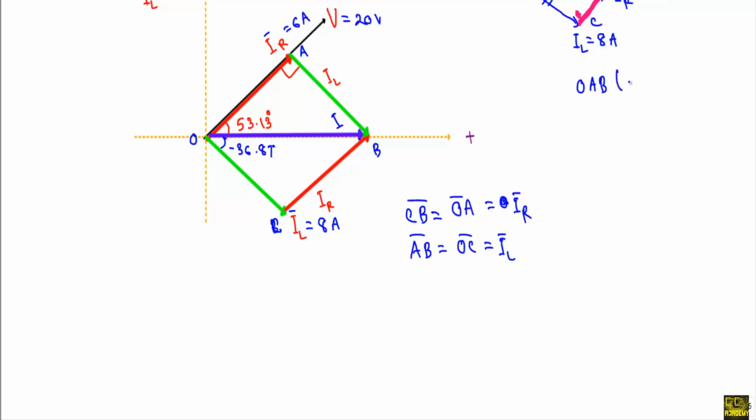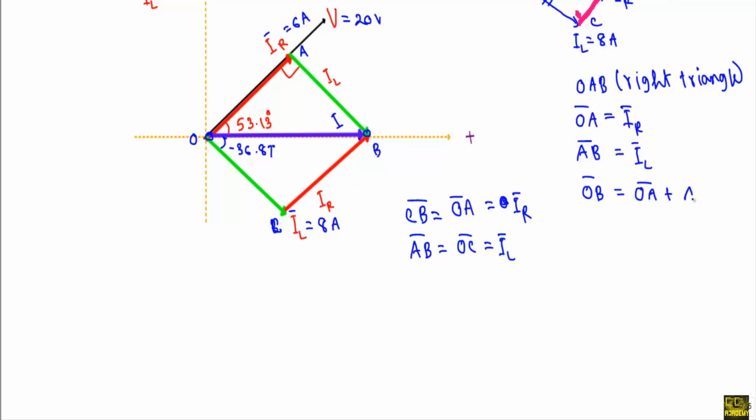triangle, that will be a right triangle because this angle is 90 degree. OA is our current phasor IR. AB is our current phasor IL. Now see, if I go directly from this O to this B, OB vector will be the sum of OA and AB. This OB will indicate the total current I.